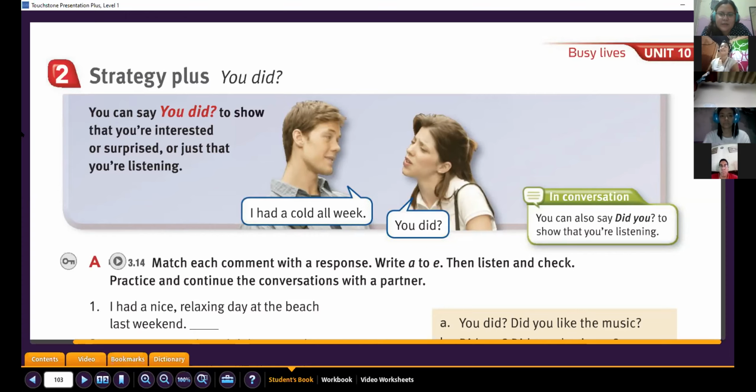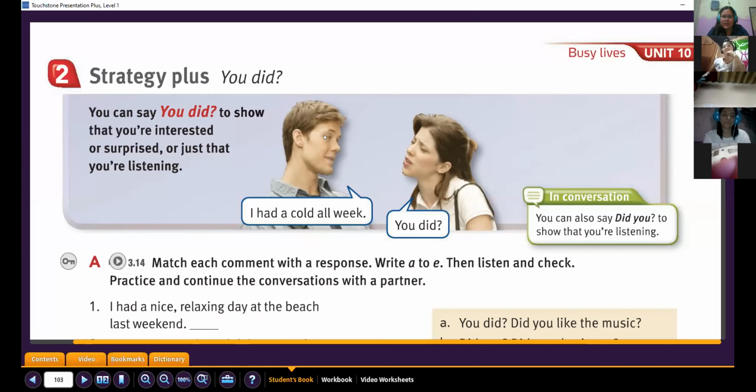But, like, then another activity, let me see. I had a cold all week. Look at this. I had a cold all week. You did? It's like, are you okay? Do you feel good? After you say you did, right? So it's like, de verdad, en serio.